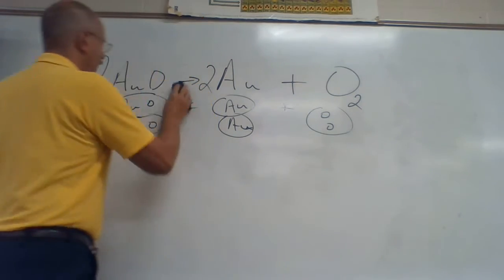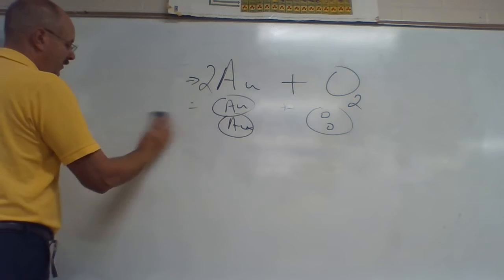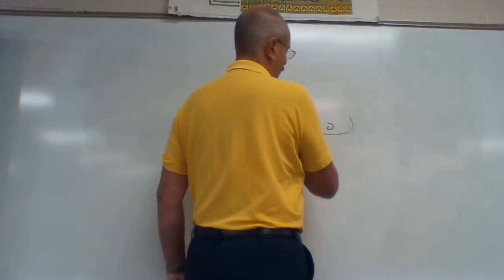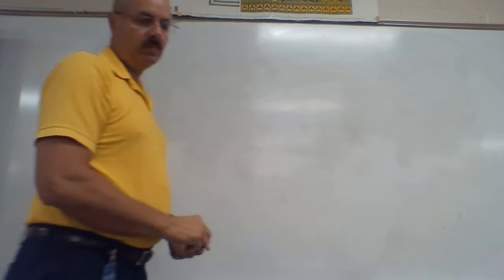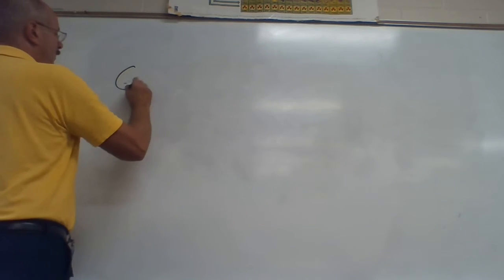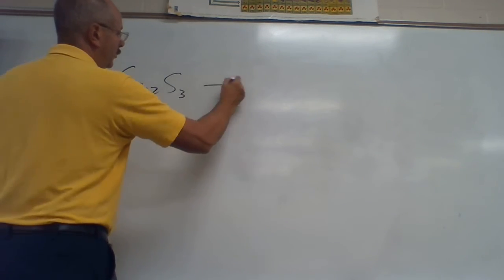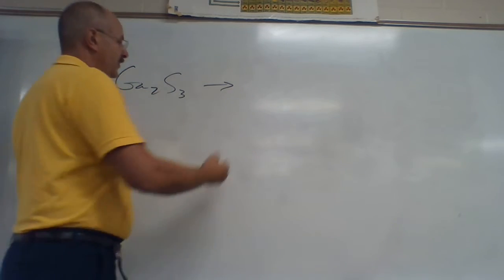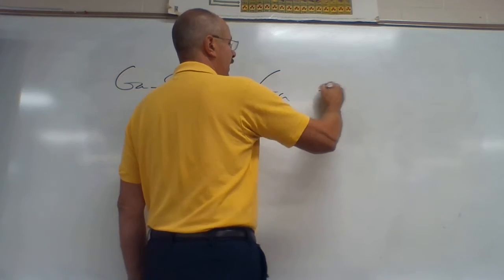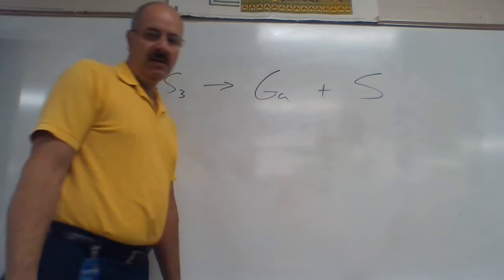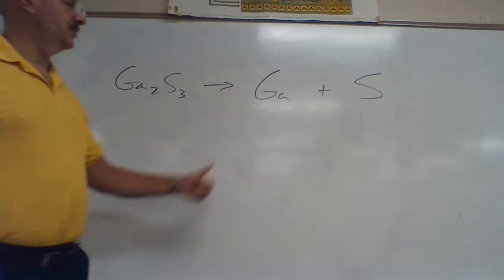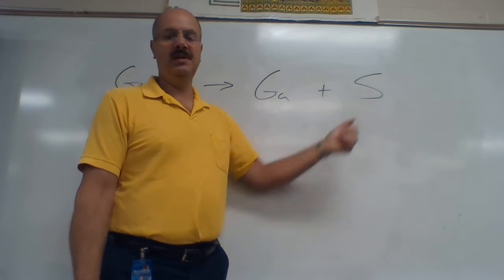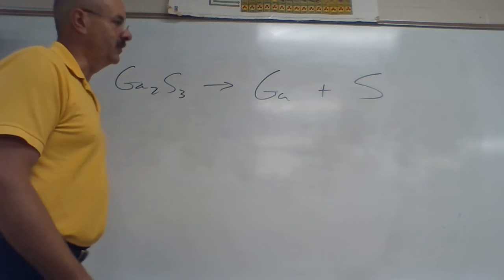All right, that was the first decomposition. Second one. Ga2S3. All right, same idea. We're going to take these two, take them apart. Don't bring any numbers across. So we got Ga plus S. Now we got to look at it and see, are they diatomic? Is Ga diatomic? No, he's not. Is S diatomic? Nope, he's not. So they just stay as singles.